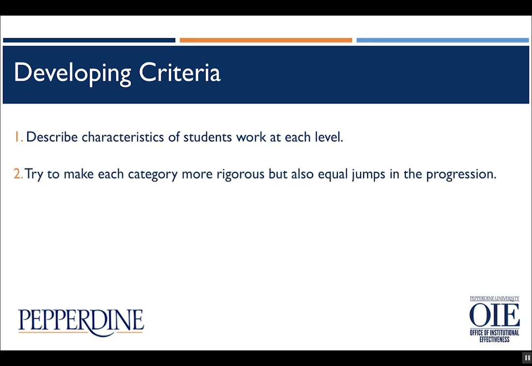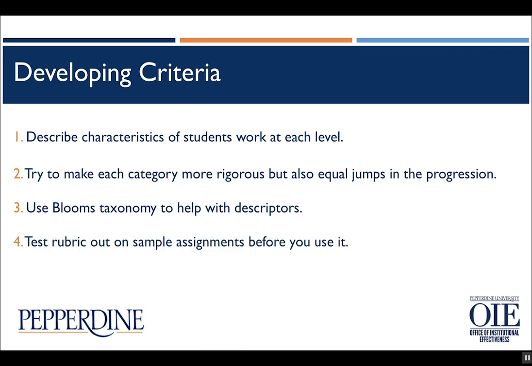A few tips to keep in mind while writing criteria are to try to make each category or level more rigorous than the one before, but also to try to make the jumps between each level in the progression equal. Use Bloom's taxonomy to help find the right descriptors for each level. And lastly, after you create your rubric, you'll need to test it out on a student assignment. Once you try it, you may find minor changes that need to be made.